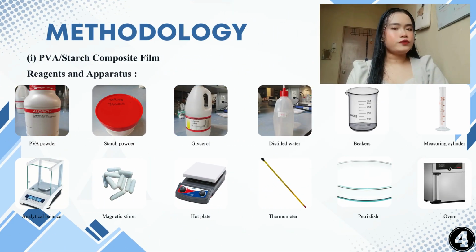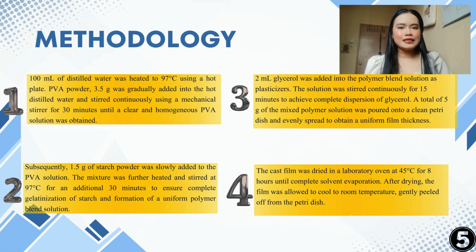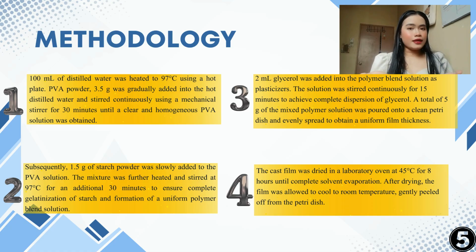For the preparation of the starch PVA film, the reagents used were PVA powder, starch powder, glycerol, and distilled water. The apparatus include beakers, a measuring cylinder, analytical balance, magnetic stirrer, hot plate, thermometer, petri dish, and an oven. First, 100 milliliters of distilled water was heated to 97 degrees Celsius. Then, 3.5 grams of PVA powder was slowly added and stirred for 30 minutes until a clear solution was formed.